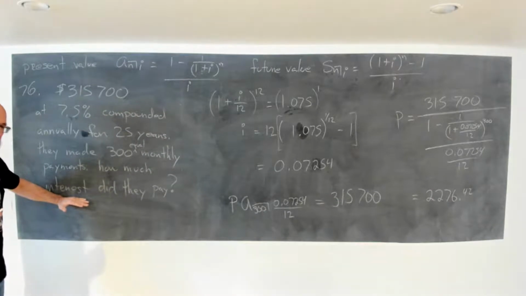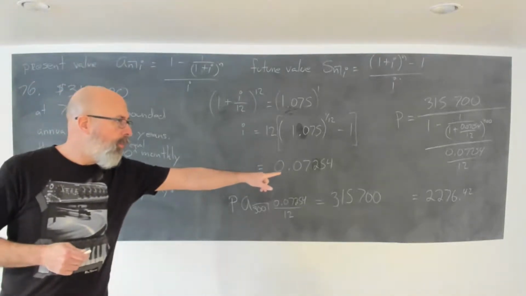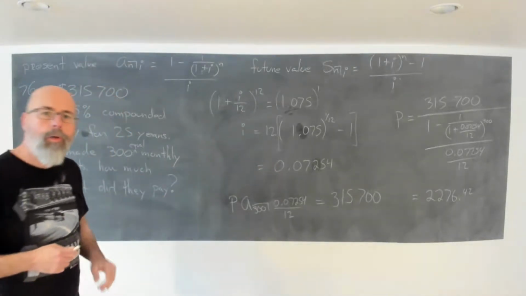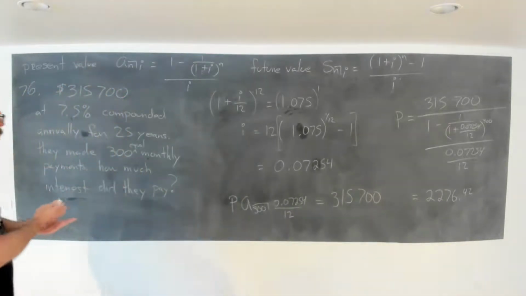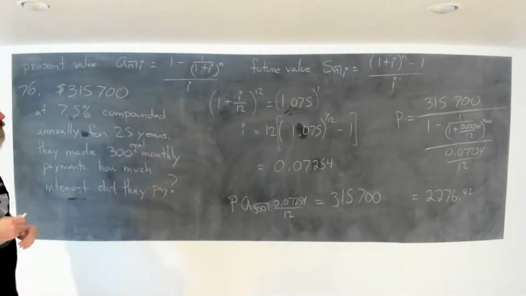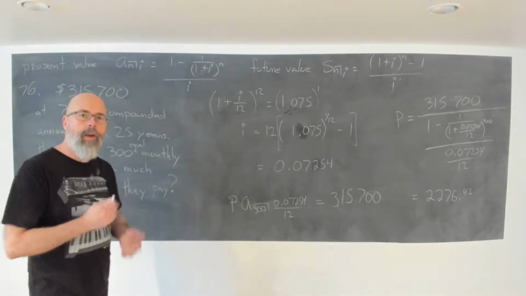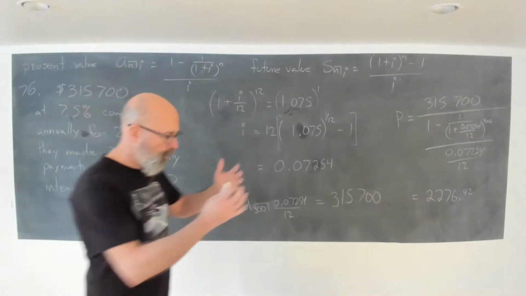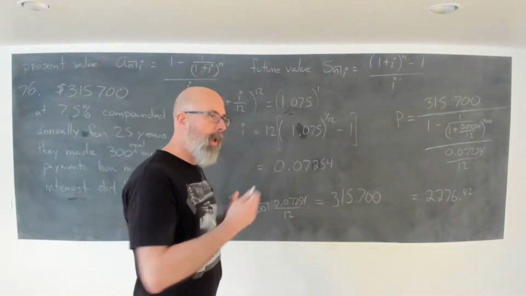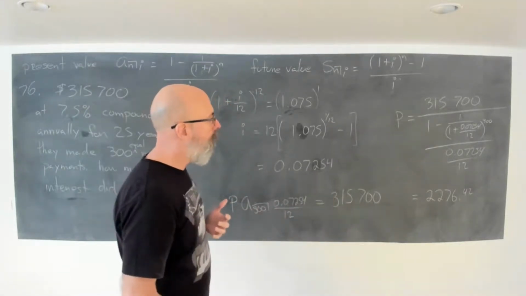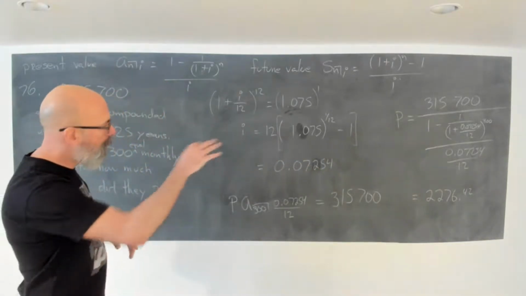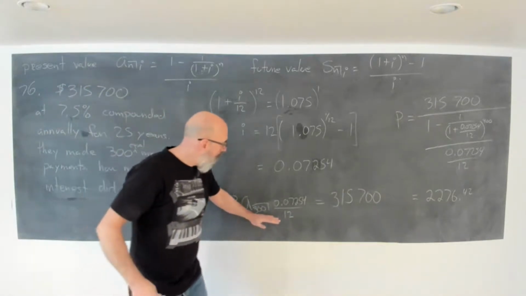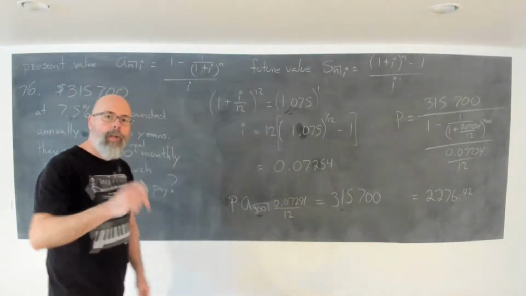We still have not answered the question yet. How much interest did they pay? They are paying $2276.42. Why is it present value? You're borrowing the money right now. You're buying the house right now. You need $315,700 right now. So you're getting that money right now. You're paying it off with equal payments. But since you're borrowing that money right now, those payments must be worth this right now, present value.